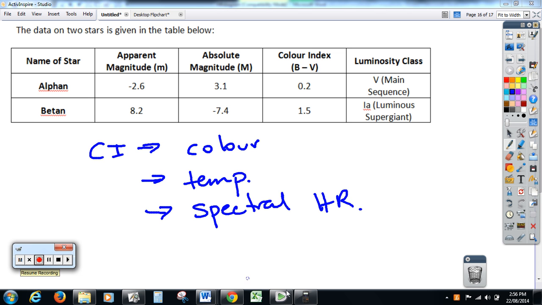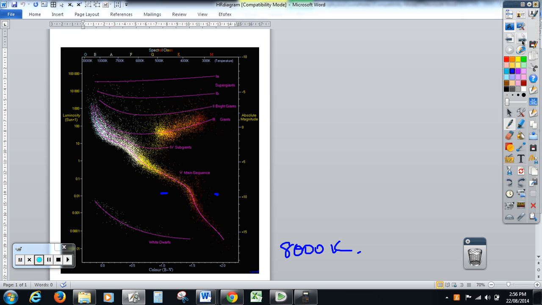Okay, now we've got the HR diagram ready. We can get our spectral class. You could simply just use a chart which has the temperature against class, but let's use the HR diagram. So here's the one. This is the class HR diagram, and we just worked out that this was an 8,000 Kelvin star. So looking at 8,000 Kelvin, 8,000 Kelvin is here. So we are looking at an A-class star.